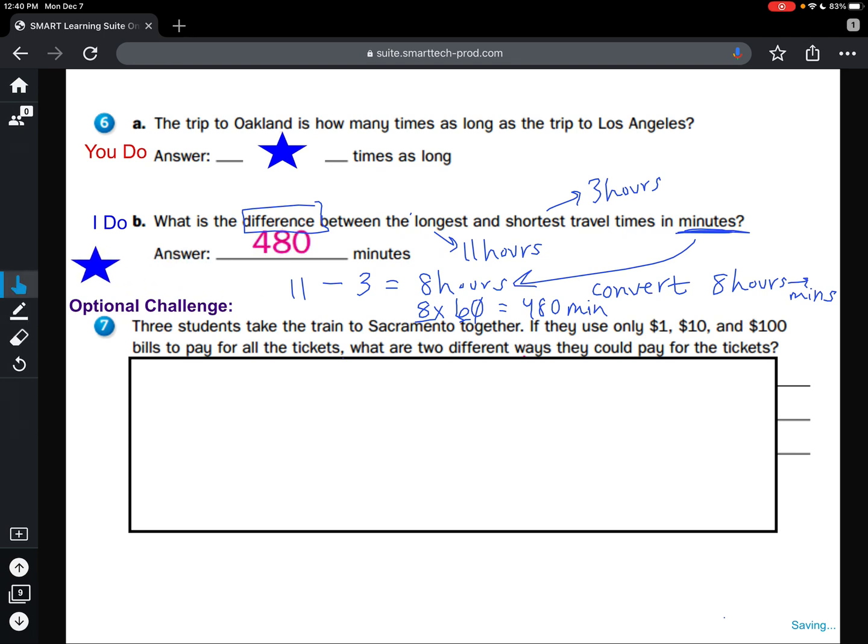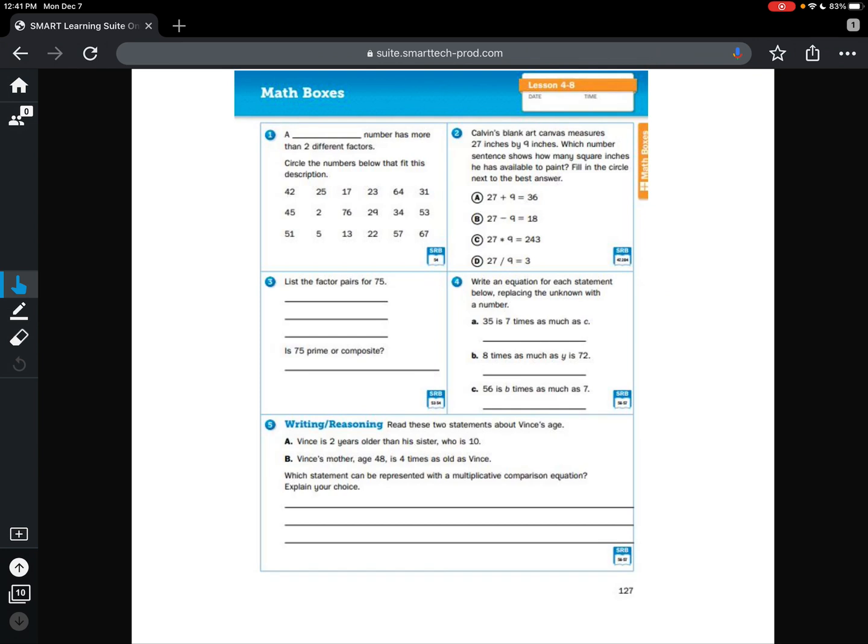So now you need to do part A on your own. Number 7 is an optional challenge, so if you want to challenge yourself, you can. If you just want to keep on moving, that's fine too. Now you're going to do math box 4-8. This math box looks very similar to math box 4-6. I gave you a lot of tips and help for 4-6, so if you need help, you need to go back and look at that math box to be able to answer these problems.